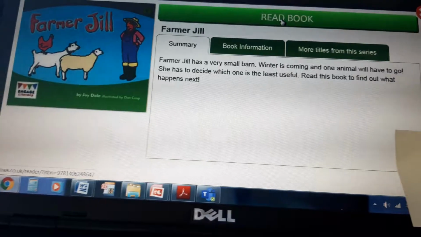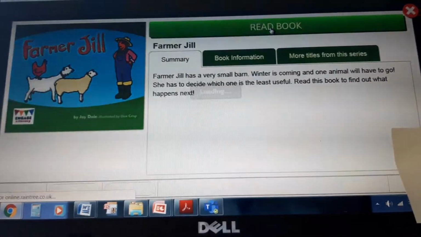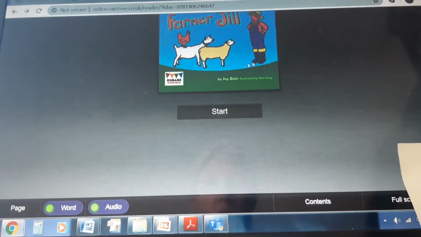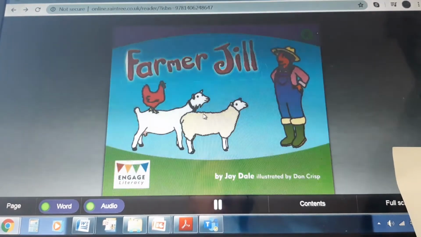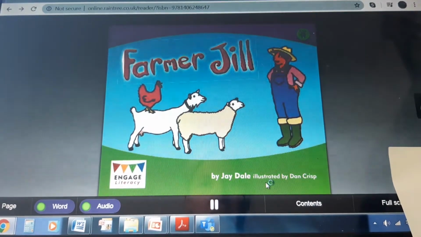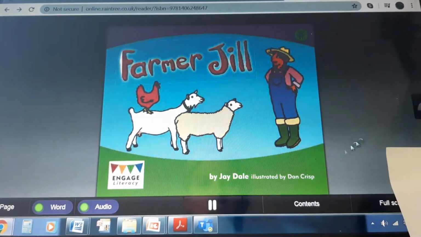Right, let's get started. Let's read the book. I wonder which one she's going to get rid of. Farmer Jill by J. Dale, illustrated by Dan Crisp.